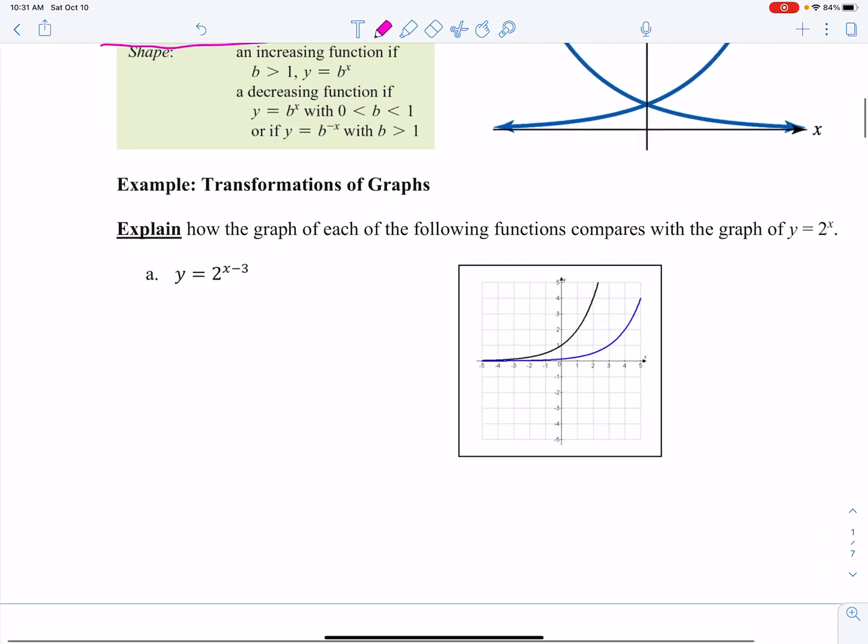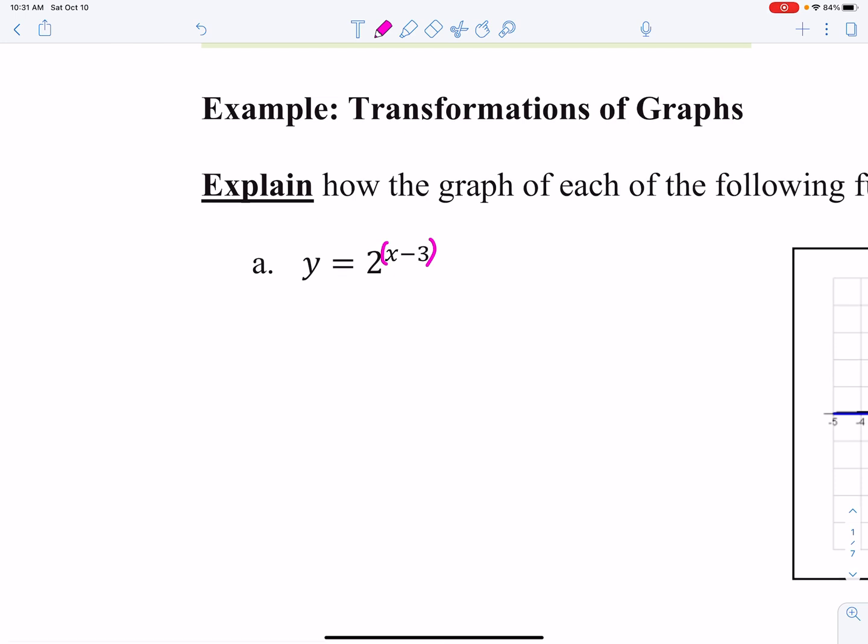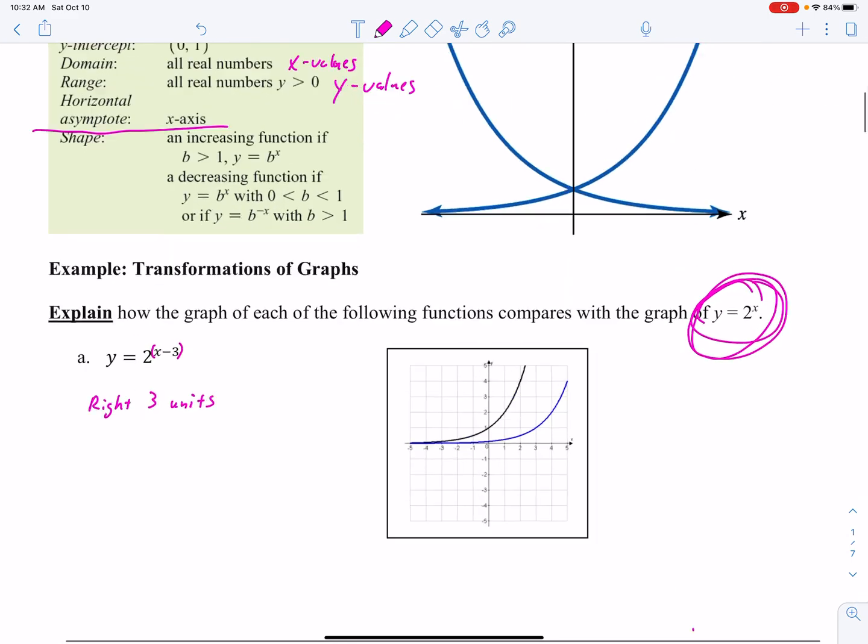Explain how the graph of each of the following functions compares to the graph y equals 2 to the x power. Notice we can put parentheses here, and it means the same thing because the x minus 3 is the exponent. So we're subtracting from the x. Remember, when we add or subtract from the x, we have to go the opposite direction. So subtracting from x means we're going to shift right 3 units. Remember, with the x, it's opposite. And you can see that from the graph here.